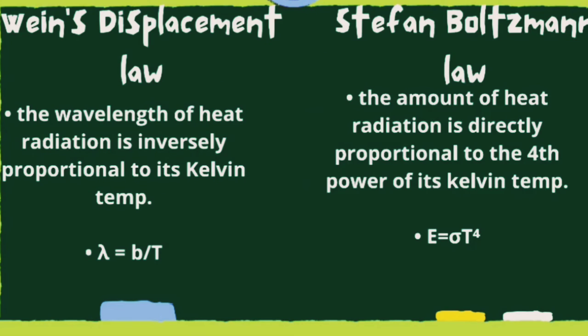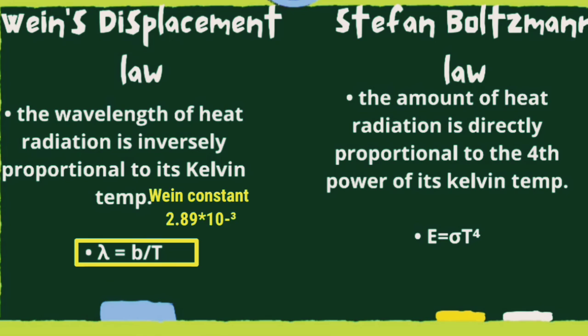And in the end, we will finish this chapter by discussing two small laws which are also very important. First is Wien's displacement law. According to this law, the wavelength of heat radiation is inversely proportional to its Kelvin temperature, that is, lambda is proportional to 1 by T, and we can say lambda equals b by T, where b is the Wien's constant and its value is 2.89 into 10 to the power minus 3.